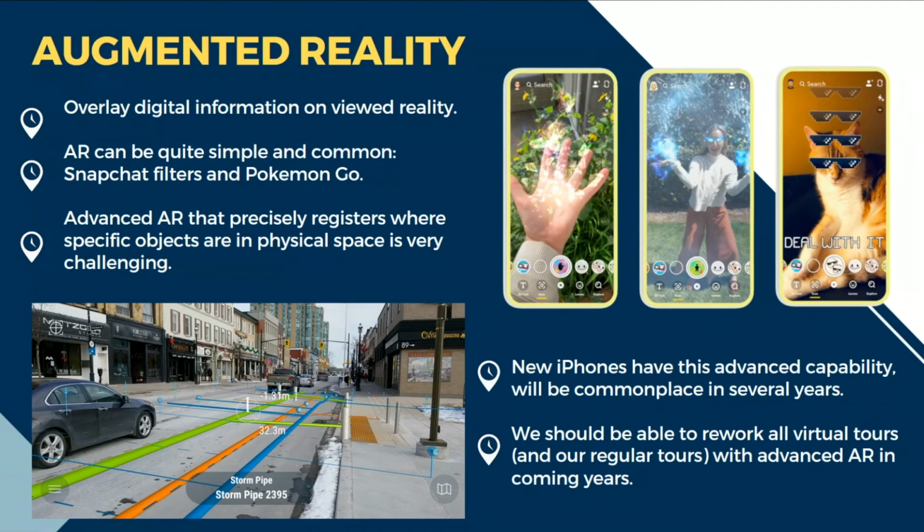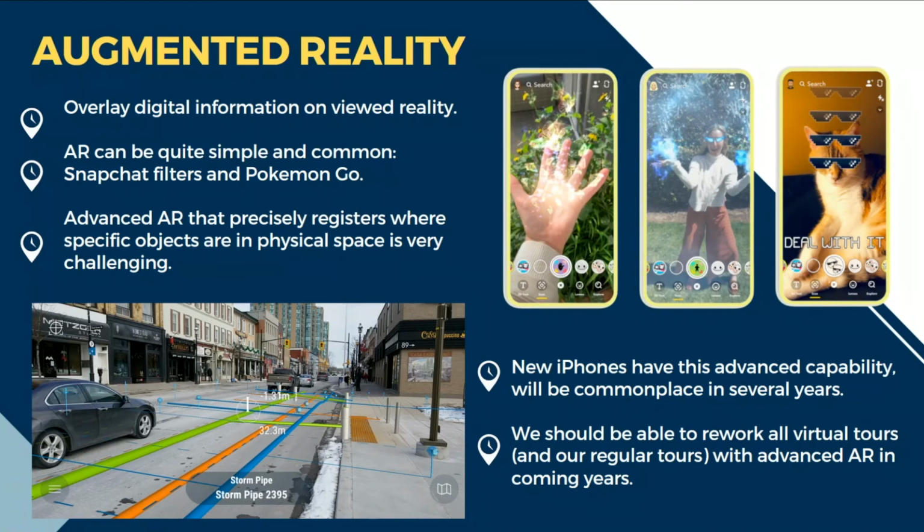Advanced AR that precisely registers where specific objects are in a physical space is quite a bit more challenging, and that technology is still being worked out. But they've been making massive strides with it. With advanced AR, say we have this image here at the bottom left, it detects exactly where your phone is in physical space, and then has to overlay all these sewage pipes and storm drains, for instance, on top of that.